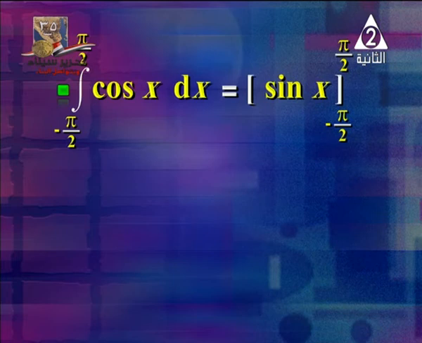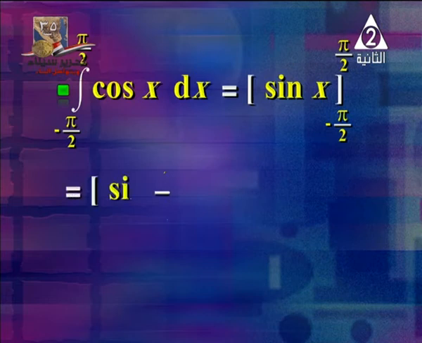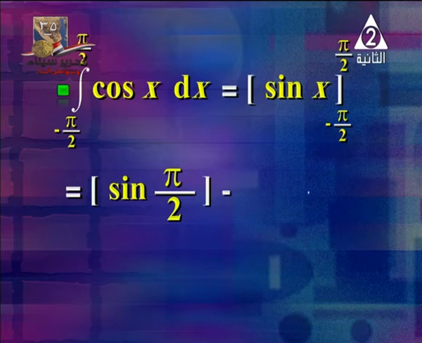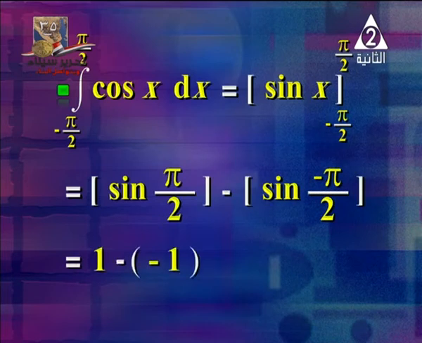Then find the difference between the two values to find the integration of cosine x dx from negative pi over 2 to pi over 2. Remember, dear student, what is the integration of cosine x? Sine x. Then by substitution, sine pi over 2 minus sine negative pi over 2. The first is 1, the second is negative 1. The answer is 2.